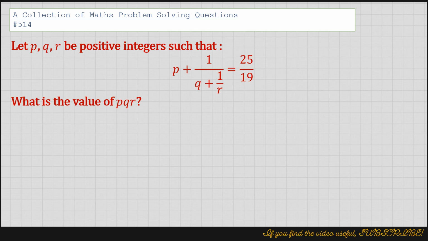Let p, q, r be positive integers such that p plus 1 out of q plus 1 out of r equals 25 out of 19. What is the value of p, q, r?